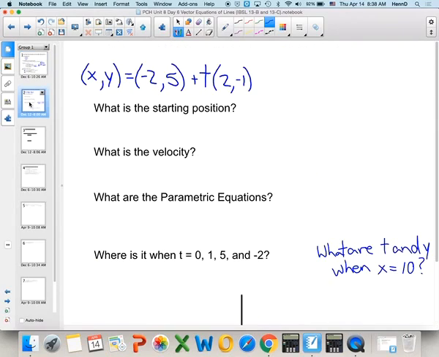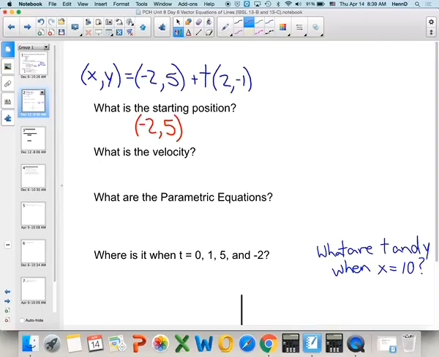Okay? Alright, so let's start with one that's just in 2 dimensions, and we'll see some of the different things that we can do with this, okay? Here is a vector equation of a line. What would this object's starting position be? -2, 5. Very good, -2, 5, okay?